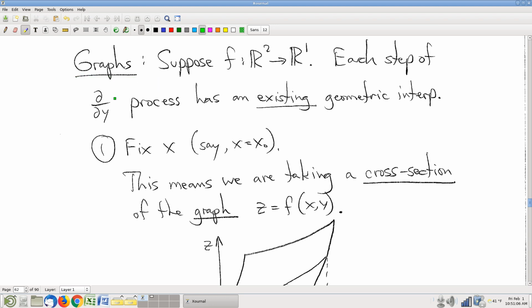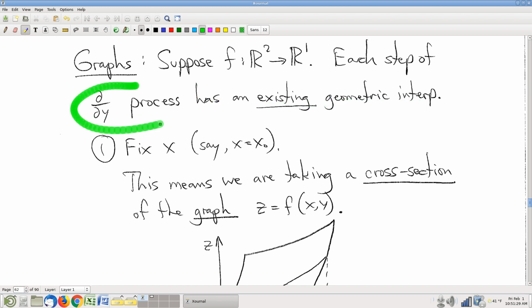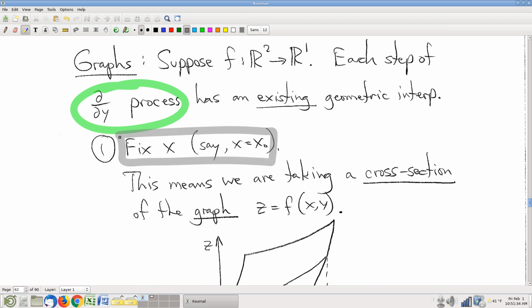Okay, so we're going to suppose we have a function of 2 input variables, 1 output variable, nice easy starting example. It turns out that everything we have to do in the process of taking, for example, a partial with respect to y, we have an existing geometric interpretation of every step in that process. So, if you're taking the partial with respect to y, the very first thing you do is fix x. You say, y is my only variable, so I'm going to pretend x is not allowed to change.